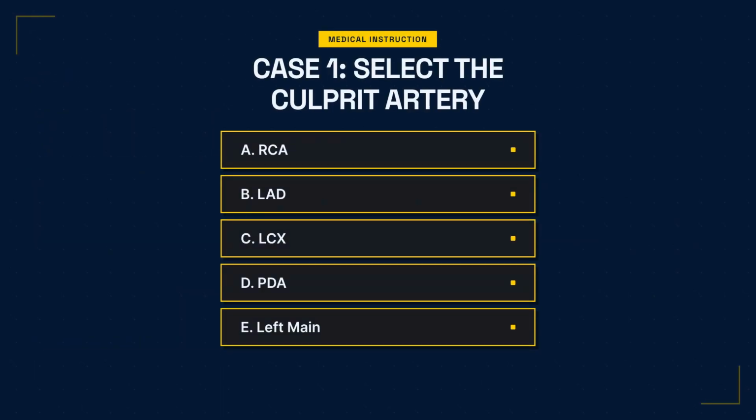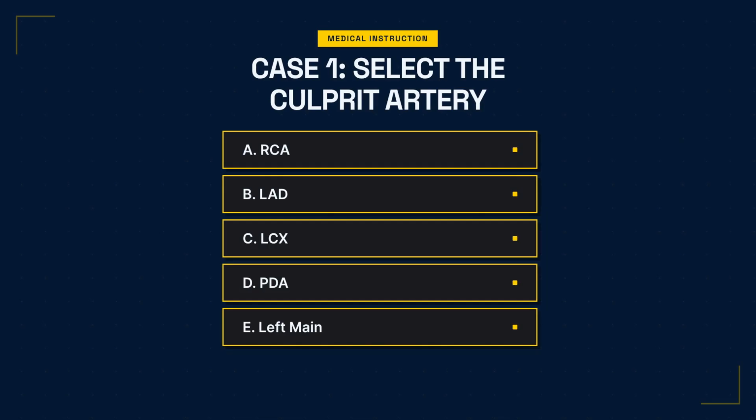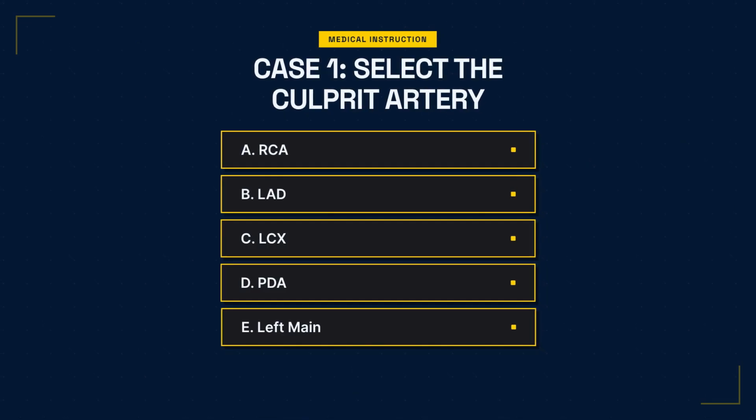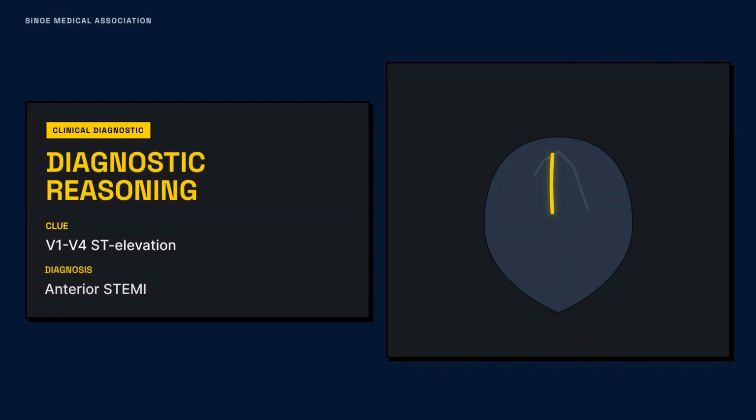A. RCA, B. LAD, C. LCX, D. PDA, or E. left main. Pause now and select the single best answer. The correct answer is B, the left anterior descending artery. This patient has an anterior wall MI, localizing to the LAD distribution. The decisive finding is ST elevation in the precordial leads.